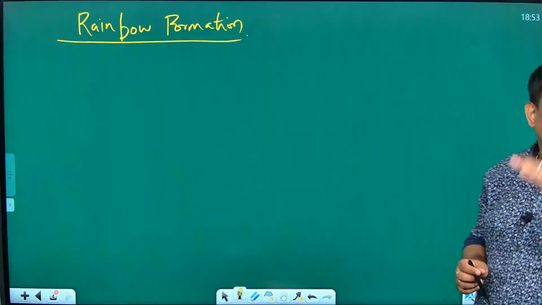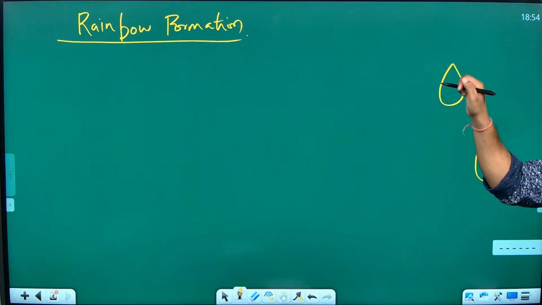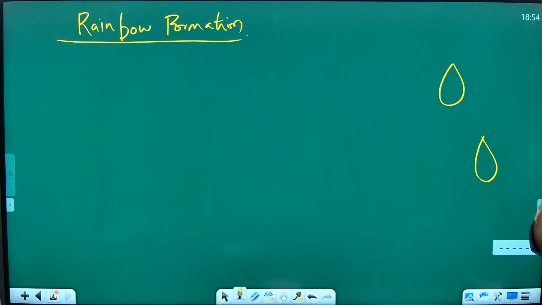But when it is falling towards earth, because of the gravitational pull of the earth, the raindrop becomes like this. That's why you draw it like that. When you draw drops, usually you will draw like this only, no? Isn't it? So this kind of shape of the raindrop gives it a condition for a prism.